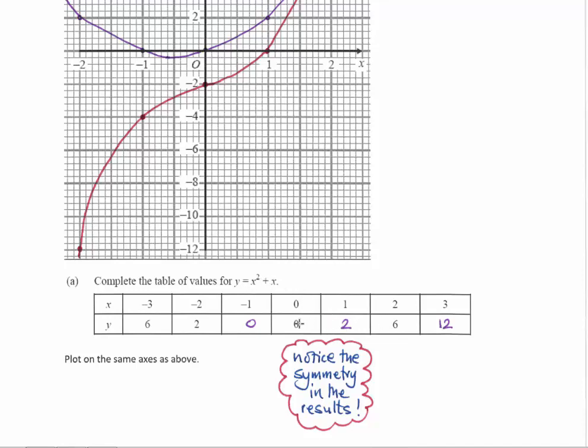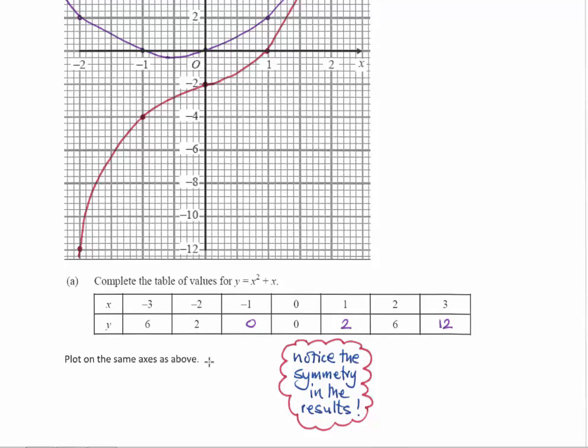0 squared plus 0. Minus 1 squared is minus 1 times minus 1. Add minus 1 makes 0. Remember, minus 1 times minus 1 makes plus 1. When x is minus 2, you'll have minus 2 squared, which is positive 4, plus 4. Add minus 2, which is 2.